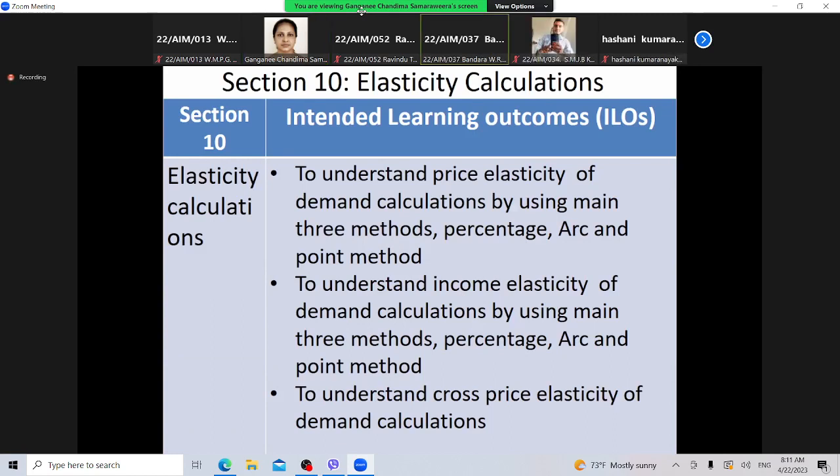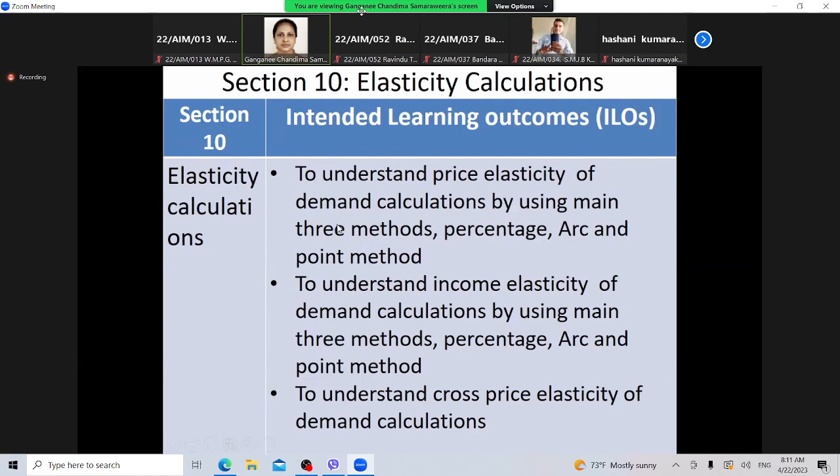Hello? Yes. Okay, thank you. Then elasticity calculations, basically, because many calculations you may confuse. That's why I just got mainly 3 to make you understand. Then in future, after finishing basic concepts, we will do all calculations related to supply as well.